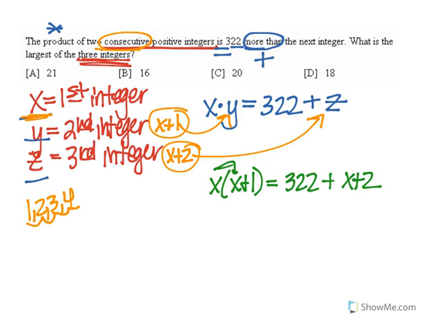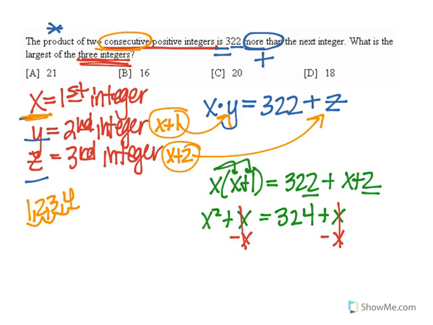Now I'm going to distribute. x squared plus x equals 324, because I combined the 322 and 2, plus x. Now I'm going to subtract x from both sides. Oh, and look, they cancel. That's quite convenient. Now I have that x squared is equal to 324.